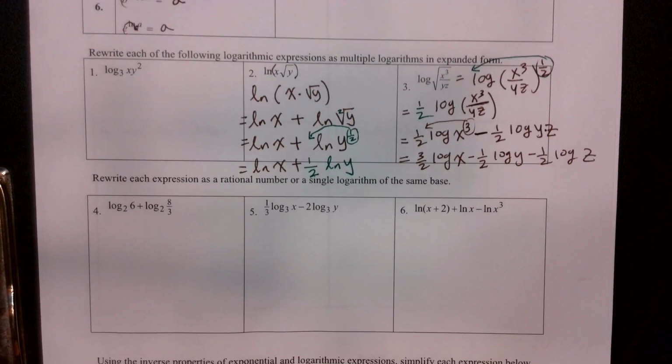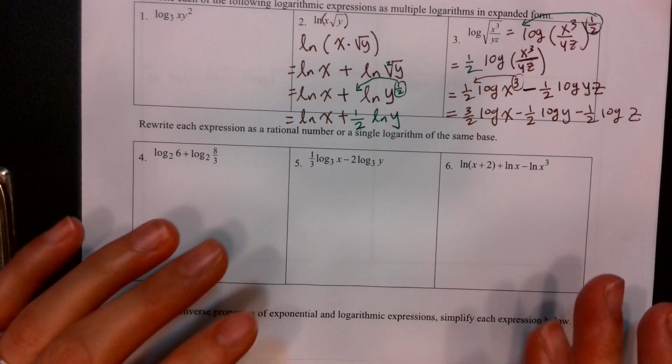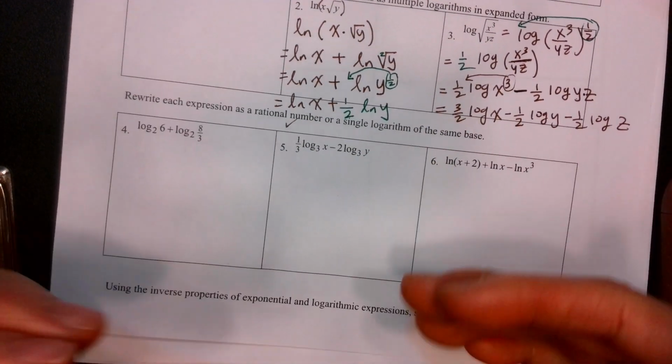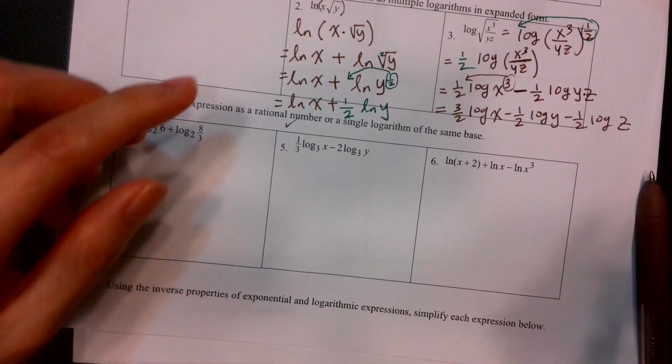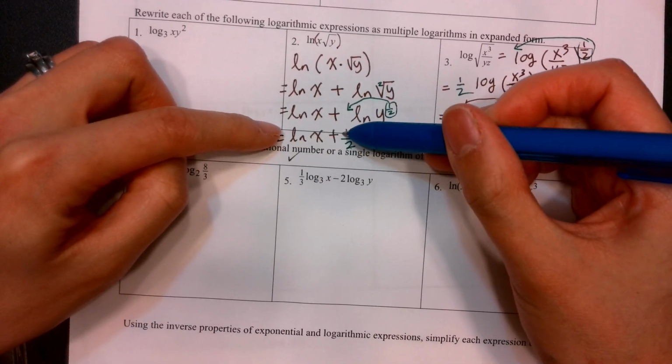Okay? Alright, let's keep going. It says now condense it. We're going to combine it all together. I'm going to do number 5. So it's the other way from what we just did. Over here, we were trying to expand it as much as possible, and then we're going to go backwards. So how would I do it?